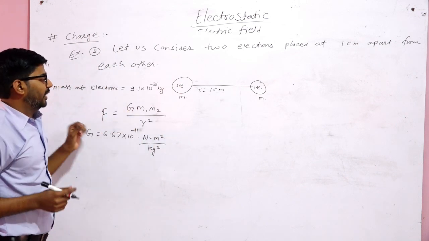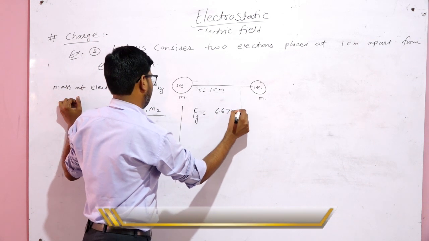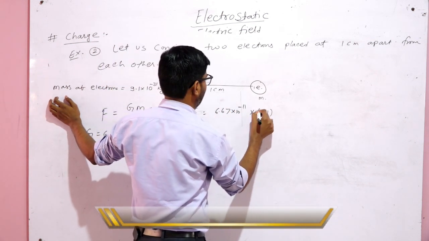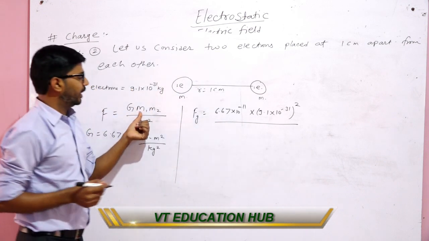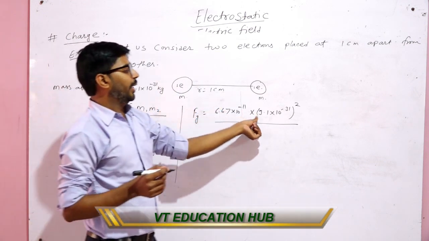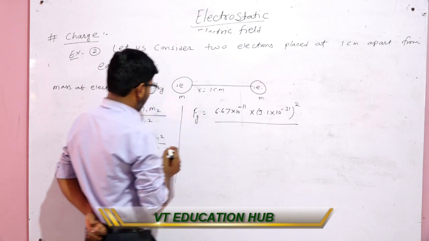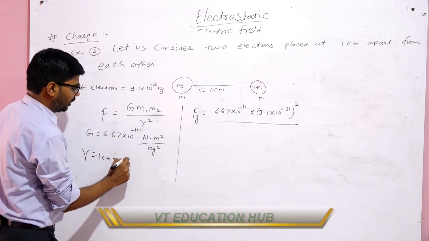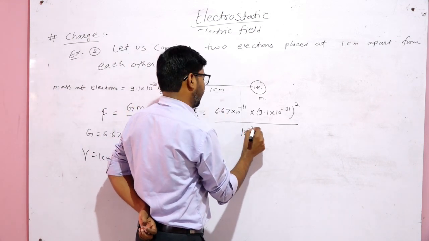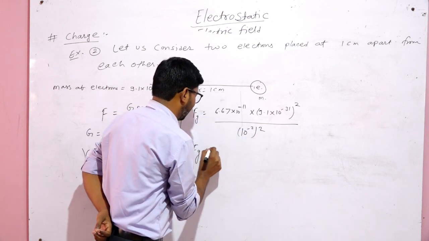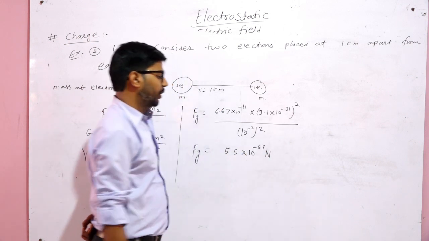By applying these values in the formula, we get F is equal to 6.67 multiplied by 10 raised to power minus 11 multiplied by 9.1 into 10 raised to power minus 31 square, because m1 and m2 both are equal. And r is equal to 1 centimeter, that is equal to 10 raised to power minus 2 meter. By applying the value of r, 10 raised to power minus 2 square, we get Fg as 5.5 multiplied by 10 raised to power minus 67 Newton.